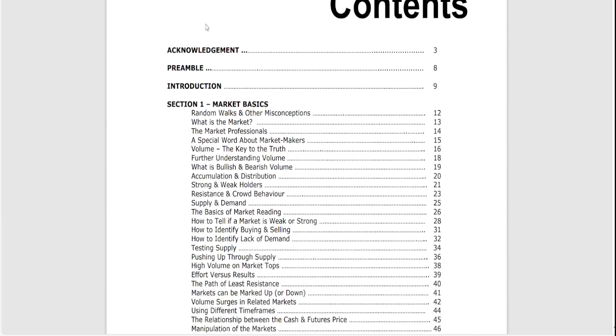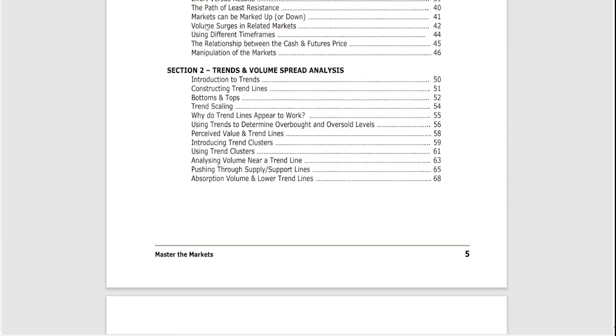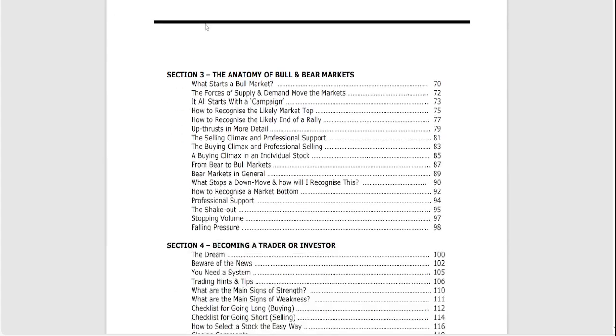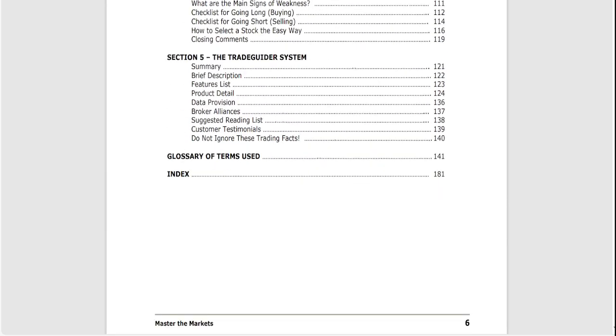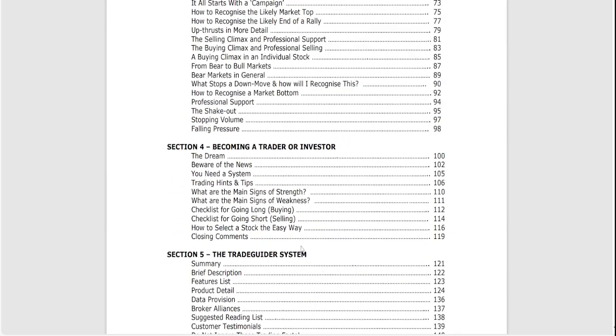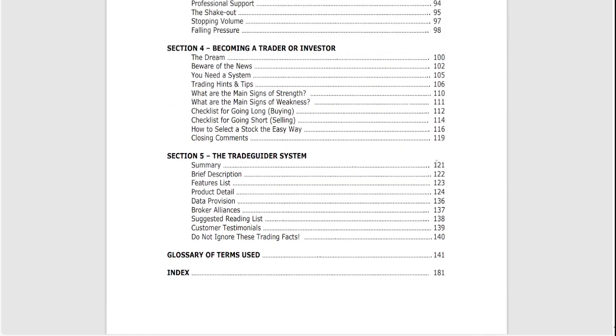These are the contents covered in the book: market basics, then trends and volume spread analysis, then the third section is anatomy of bull and bear markets. Then become a trader or investor, section 4. Then you have section 5, the Trade Guider system. You don't need section 5. You have to read this book till section 4. You don't have to read the Trade Guider system. Ignore this part of the book from page 122 onwards. You don't need that.